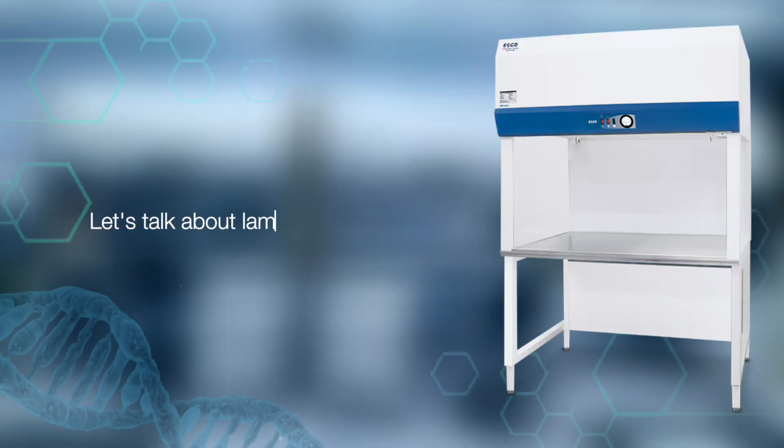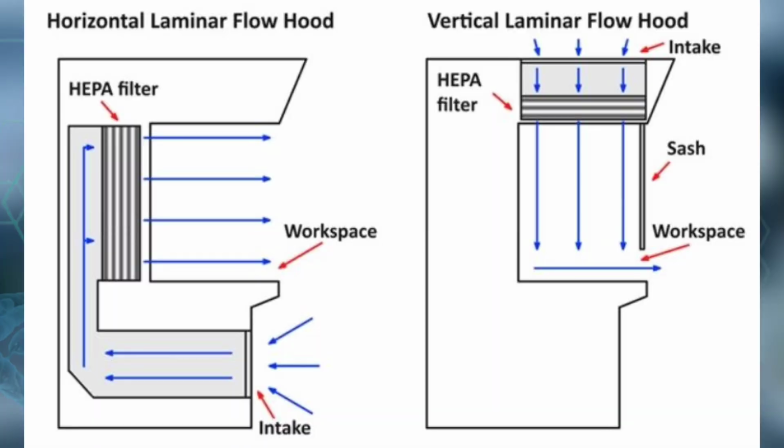Let's talk about laminar airflow cabinets. Laminar airflow cabinets, or LFCs, can be divided into two categories depending on the airflow pattern, which can be horizontal or vertical. Both categories push air unidirectionally from the inside out towards the operator.